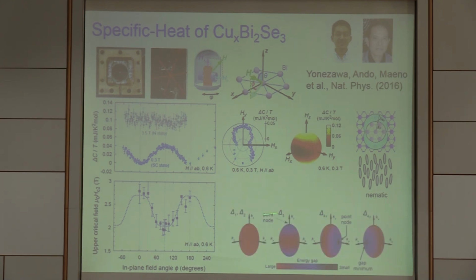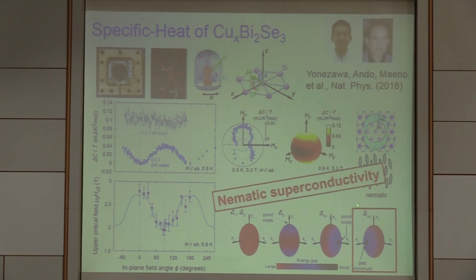And among the possible gap functions predicted for copper-doped bismuth selenide, only this so-called Delta 4y gap is consistent with the observed NMR and the specific heat. And this Delta 4 state is actually characterized by the nematic order parameter according to Liang Fu. And he called it nematic superconductivity. So these bulk measurements give evidence for nematic superconductivity, which is necessarily topological because it belongs to this Delta 4 case.